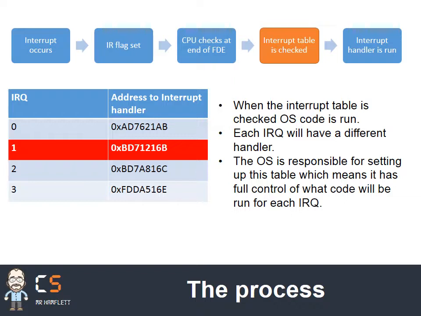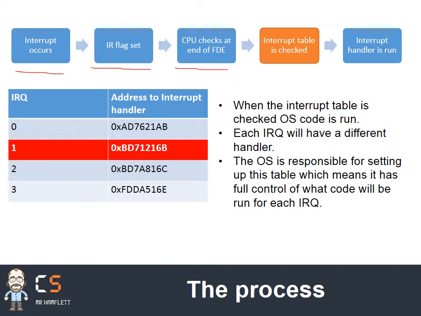So here goes the process. An interrupt occurs, for example, a key is pressed on the keyboard. We set a bit within the interrupt register. The CPU, at the end of the FD cycle, checks it. And then if the interrupt has a high enough priority, we will deal with it.